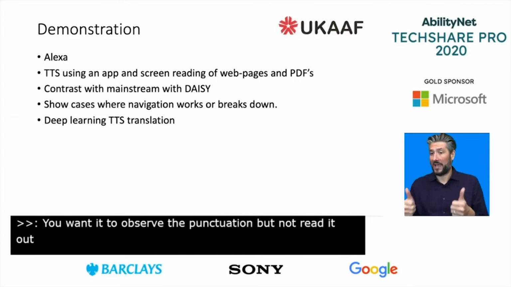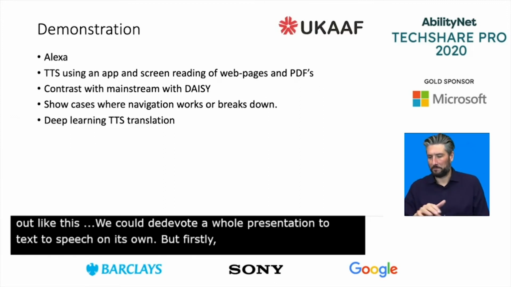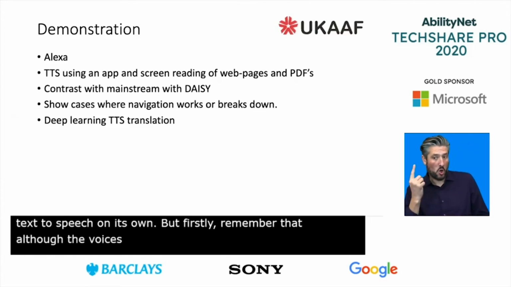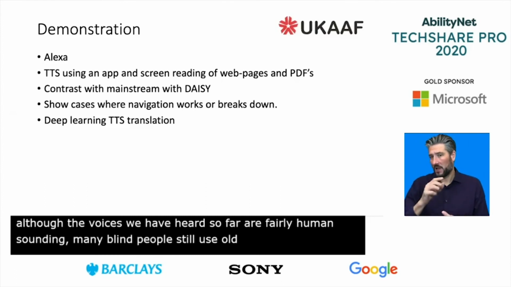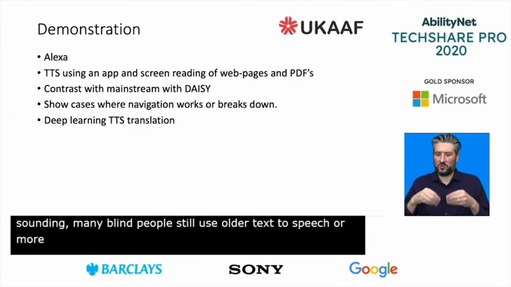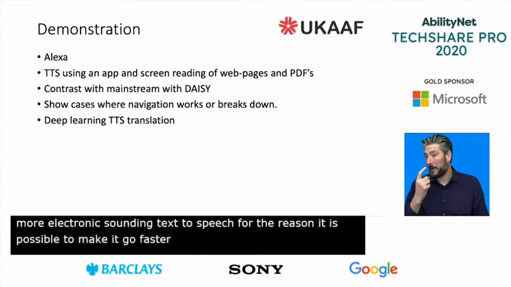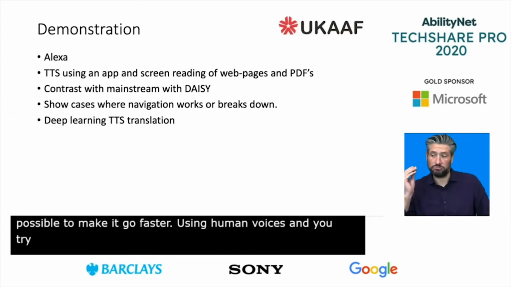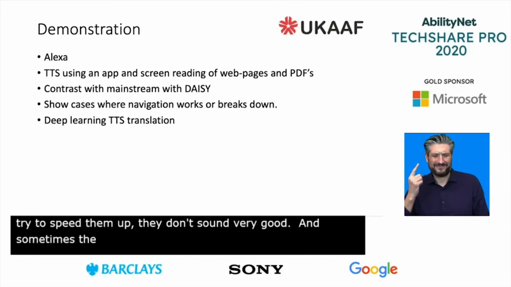We could devote a whole other presentation to text-to-speech on its own, but just a couple more points for now. Firstly, remember that although the voices we've heard so far have been fairly human-sounding, many blind people still use older text-to-speech or more electronic-sounding text-to-speech for the simple reason that it's possible to make it go much faster. When you use human voices and you try to speed them up, they don't sound very good, and sometimes the comprehension disappears. So people will be listening to the UKAAF website like this.